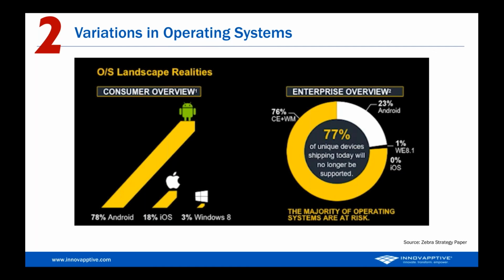But the situation is, with the growth of the power of Android in consumer, it's starting to make inroads into the industrial handheld market. And you'll see that in the right-hand chart, although Windows still has around 77% of the market, Android is around 23%, and that kind of growth has come in the last few years.